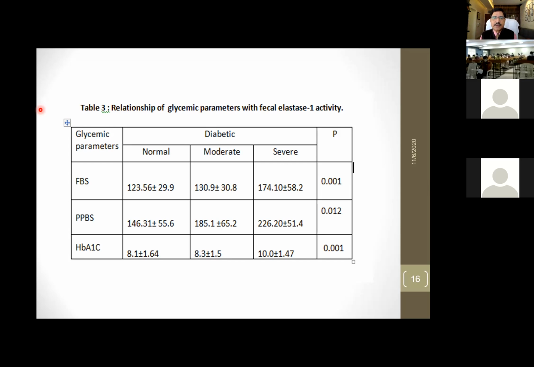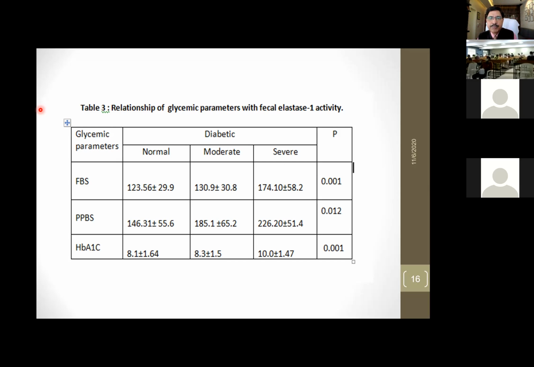So which are the ones differing more? Normal and severe are very far away: 123 and 174, 146 and 226, 8.1 and 10. But between normal and moderate, 123 and 130, 146 and 185, 8.1 and 8.3, they are very nearby.